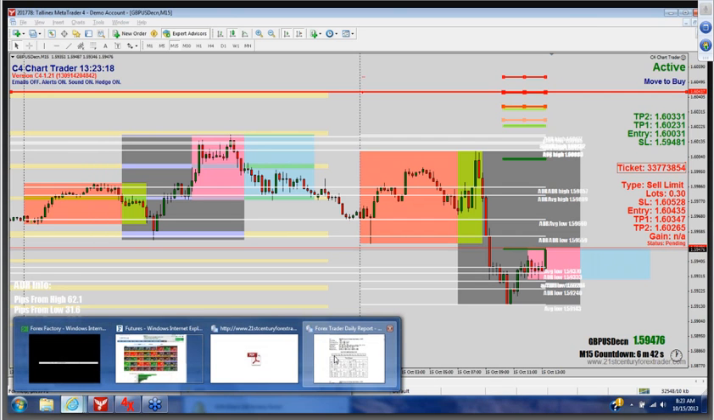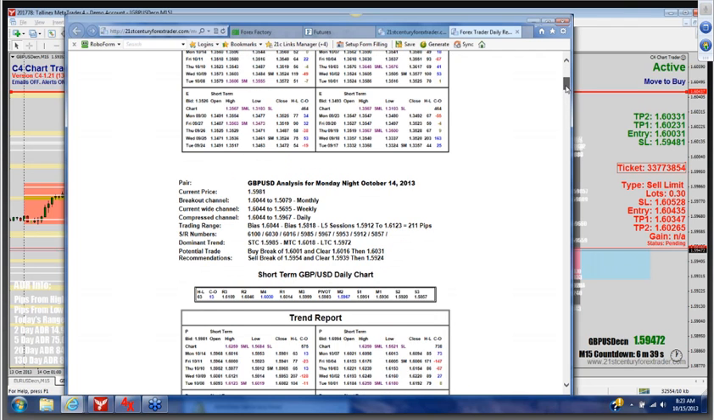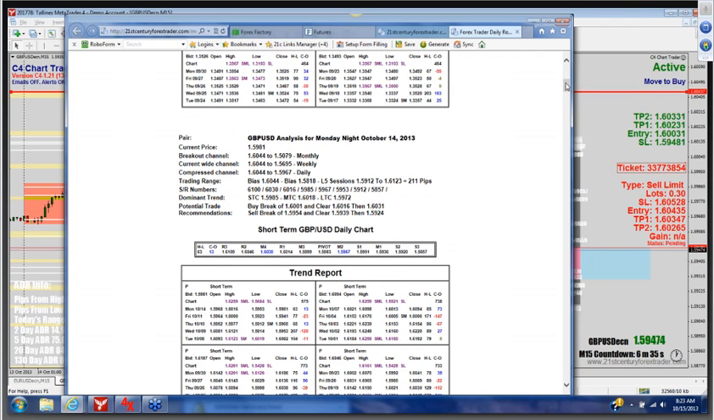So we pop over to our daily report. We're going to scroll down to the pound USD right here and have a look at what our channels are telling us. Since we're trading intraday, during our morning classes we're most concerned with what our current top and bottom is for our channel. So we see that we have a channel top at 60.44, and we have a channel bottom at 59.67.